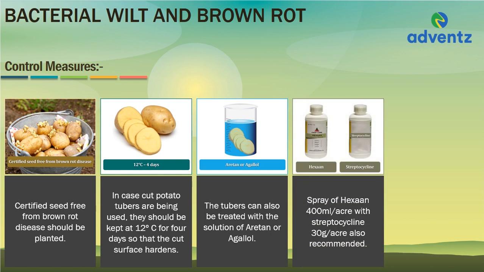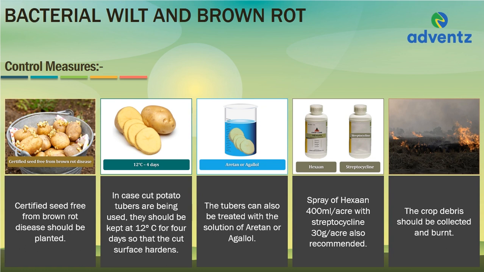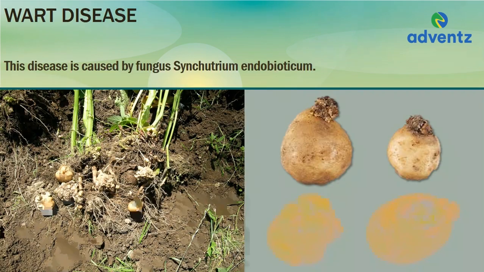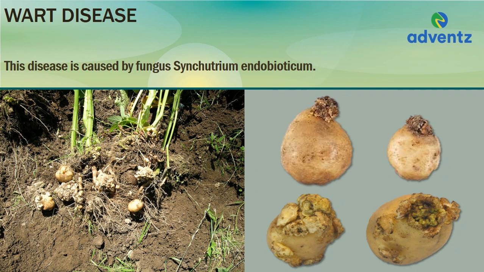Spray of hexane 400 ml per acre with streptocycline 30 grams per acre are also recommended. The crop debris should be collected and burned, which means that the previous crop remains should be collected and burnt. The next disease is the wart disease.